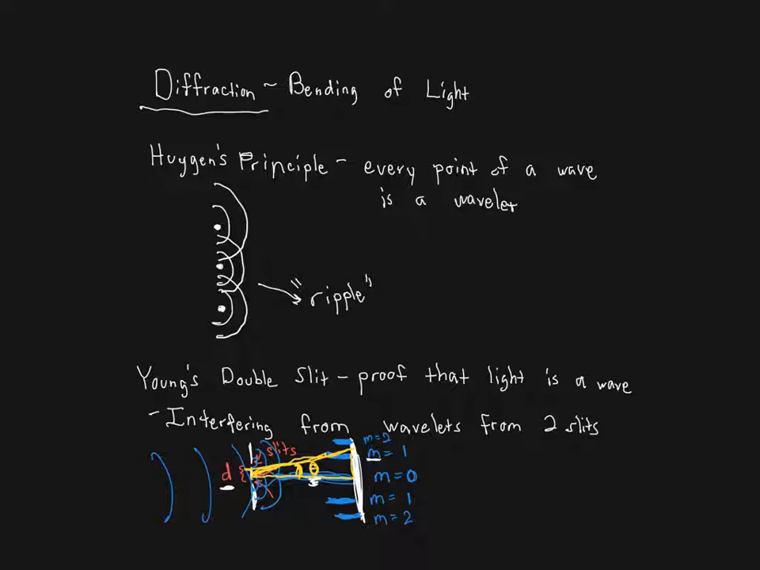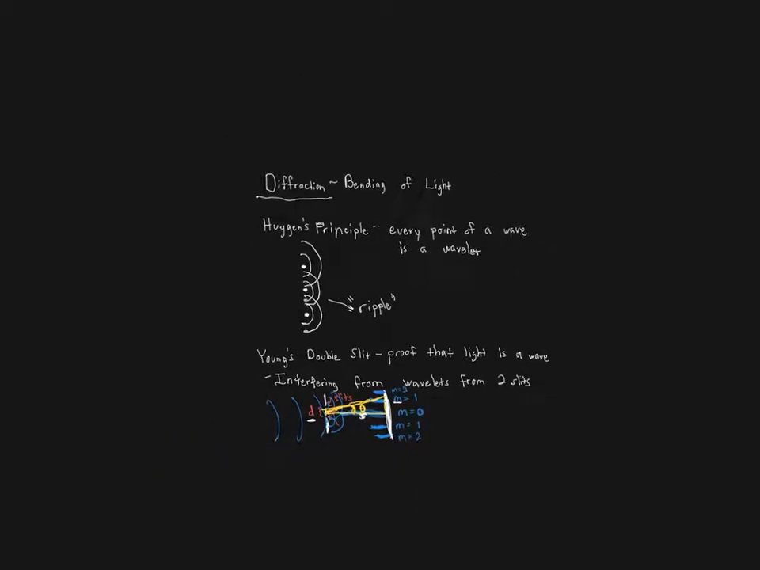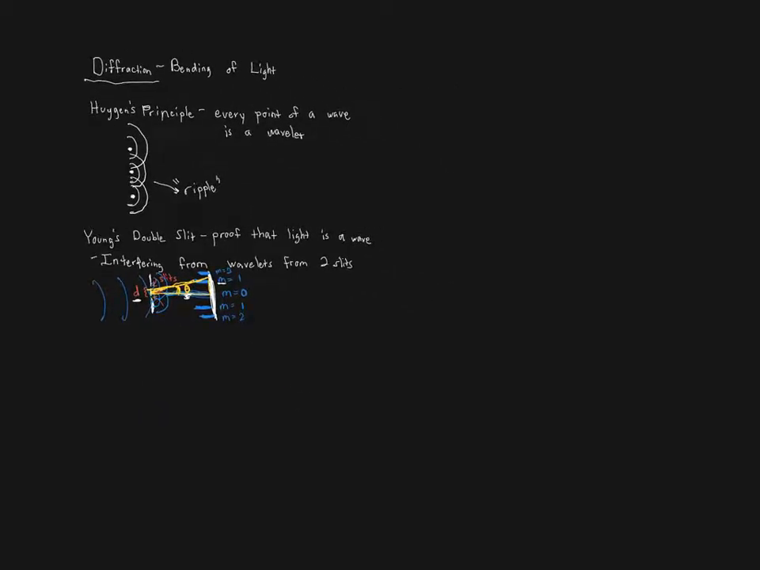And I can figure out where I get my dark bands. And those equations, if we shrink this down and make a little bit of room, we get a bright band following this equation: m, the order number, times lambda, the wavelength, is equal to d, the slit separation, times sine of theta, the angle between the central bright spot and the order.